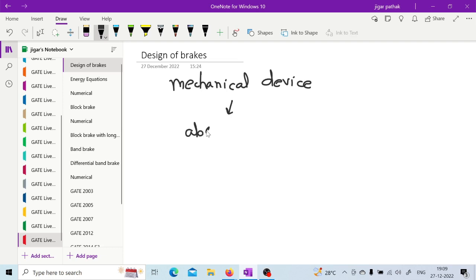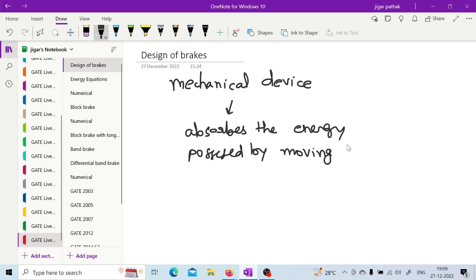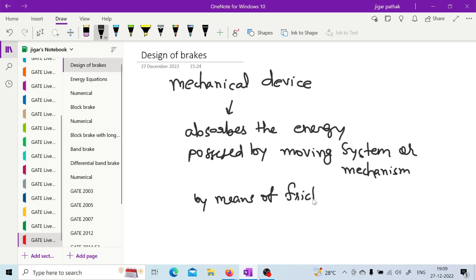It absorbs the energy possessed by any moving body, or we can say moving system or mechanism, by means of friction. So basically it will convert it to heat energy.